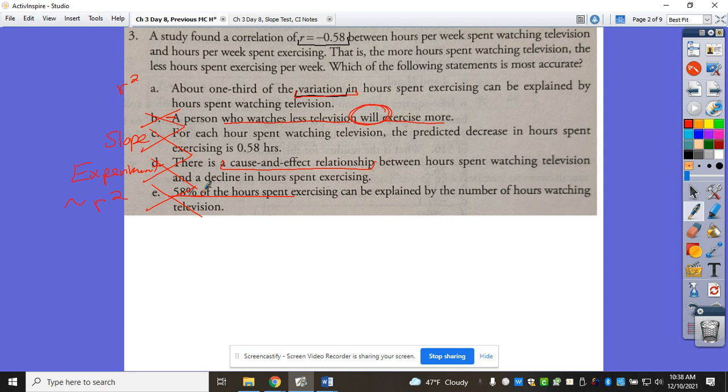So why does A work if it's R squared? You said it wasn't C because it was positive instead of negative? No, because this is not the slope. Oh, okay. So why does A work if A is talking about R squared, but we're dealing with R? It actually, which is about a third, and that's your sentence for it. So that was actually our answer here.